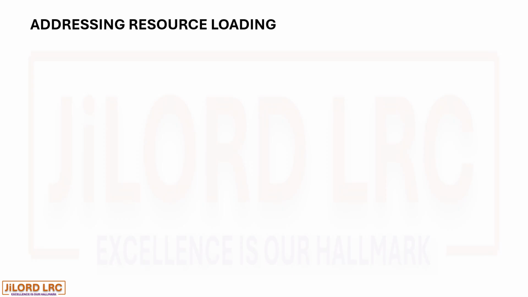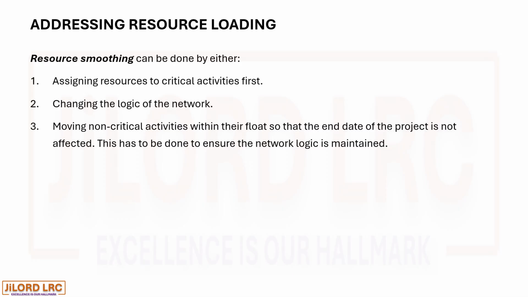Addressing resource loading. Resource smoothing can be done by either, 1, assigning resources to critical activities first. Then 2, changing the logic of the network. And then 3, moving non-critical activities within their float so that the end date of the project is not affected. This has to be done to ensure the network logic is maintained. That is the third option.